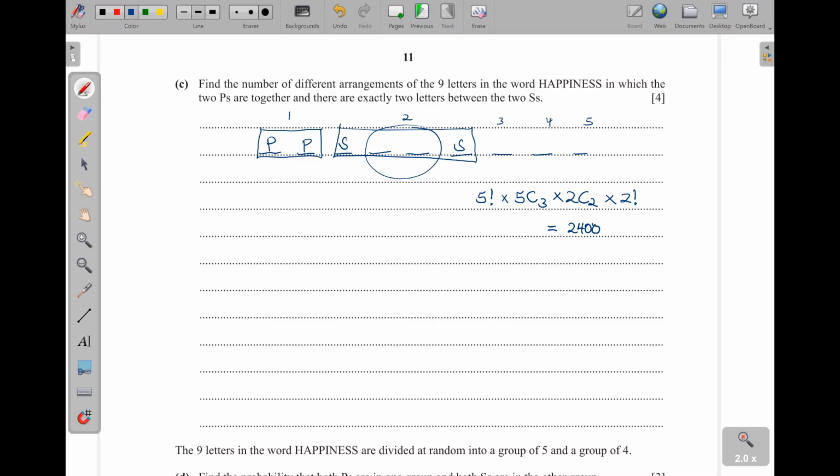Then the second scenario, 1, 2, 3, 4, 5, 6, 7, 8, 9, is when we have these P's in between the S's. Okay? So this one, I'm going to take it as one group.